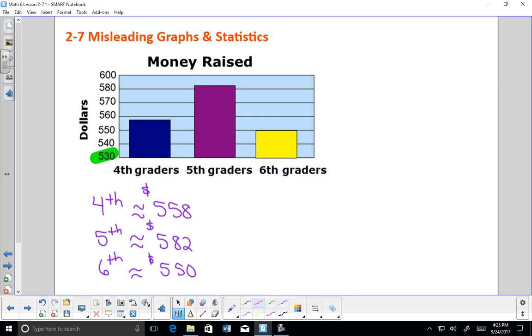So if you look at the length of the bars, how high the bars go, it looks like the 6th graders hardly have any money at all. But in reality, they only have $32 less than the 5th graders. So they don't really have as little money as the graph makes it appear that they do. Okay, since the scale doesn't start at 0, it makes it look like the 6th graders have hardly raised any money.